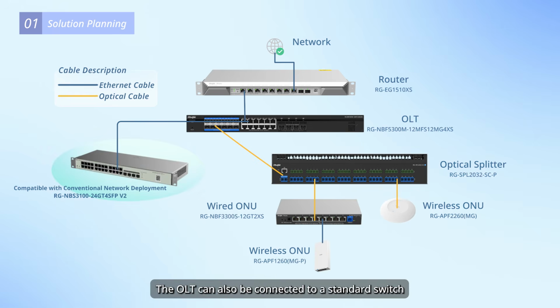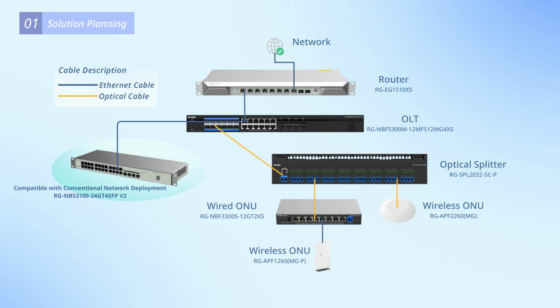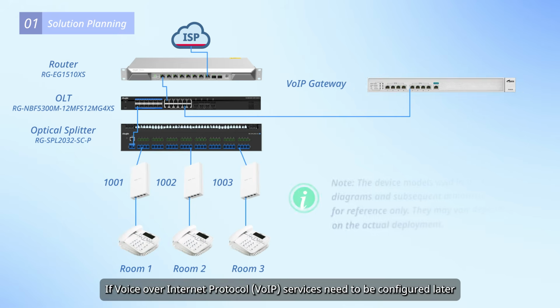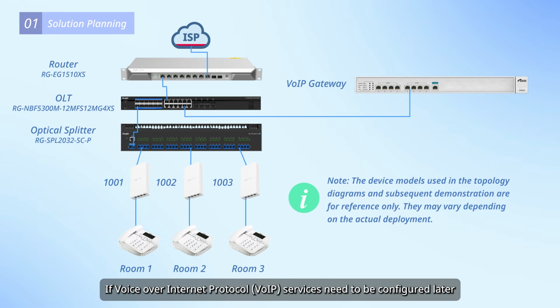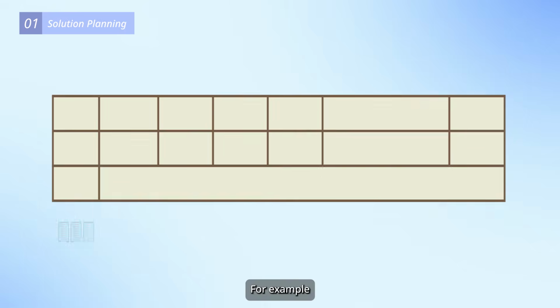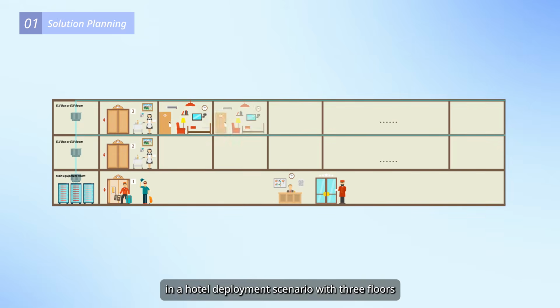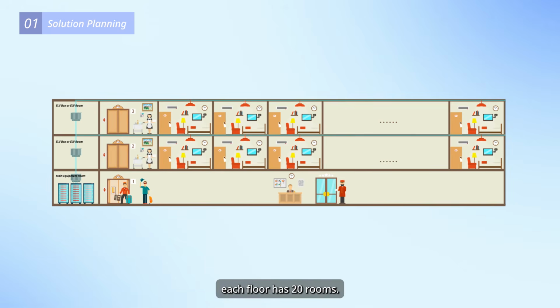The OLT can also be connected to a standard switch. If Voice over Internet Protocol services need to be configured later, the VoIP gateway needs to be connected to the OLT in bypass mode. For example, in a hotel deployment scenario with 3 floors, each floor has 20 rooms.